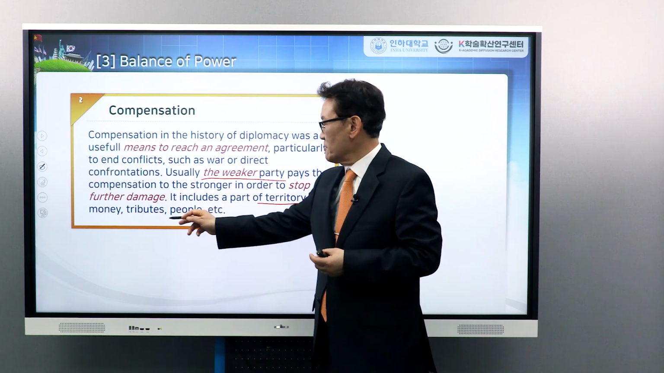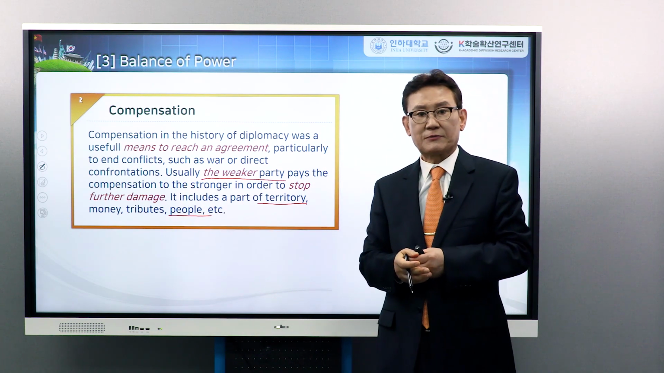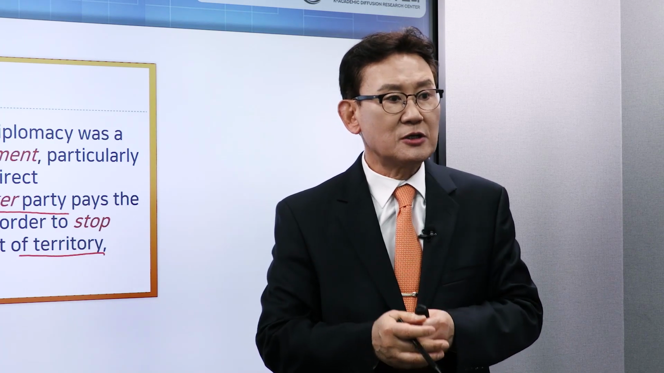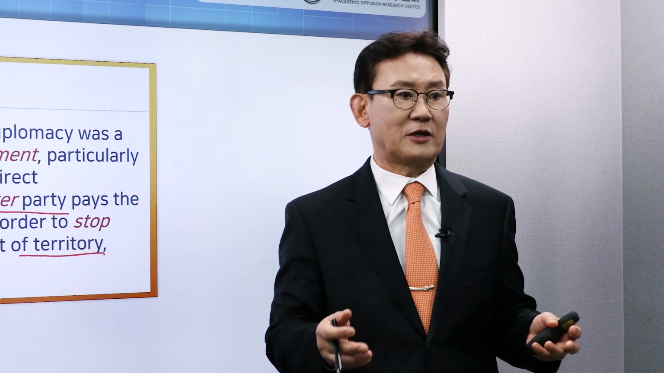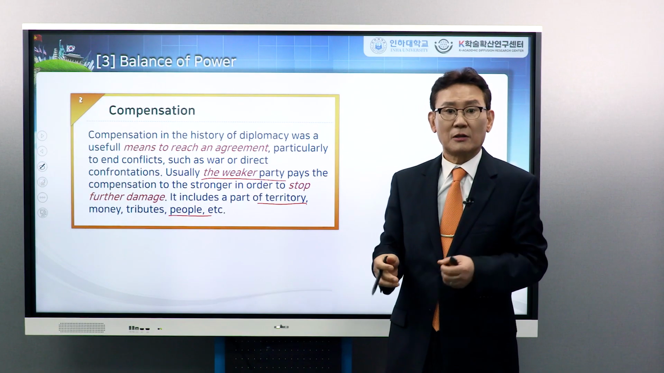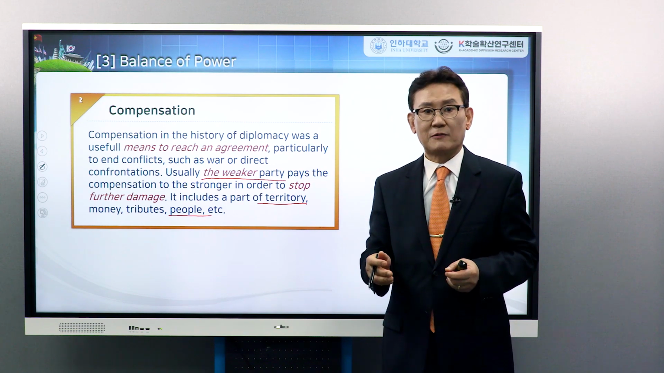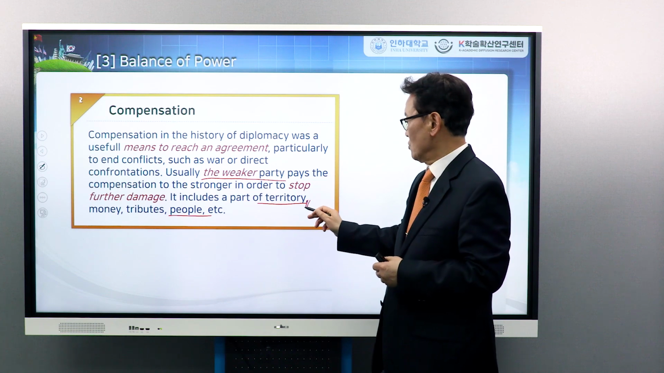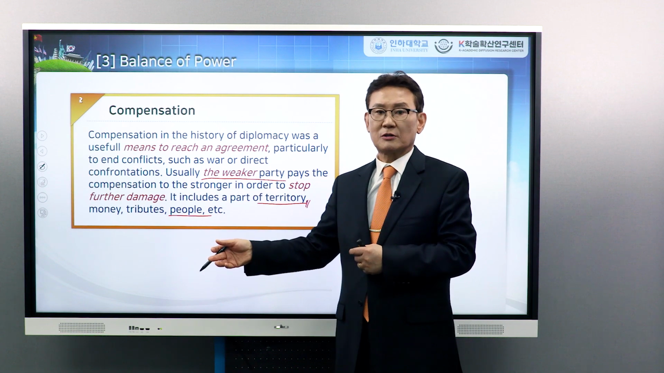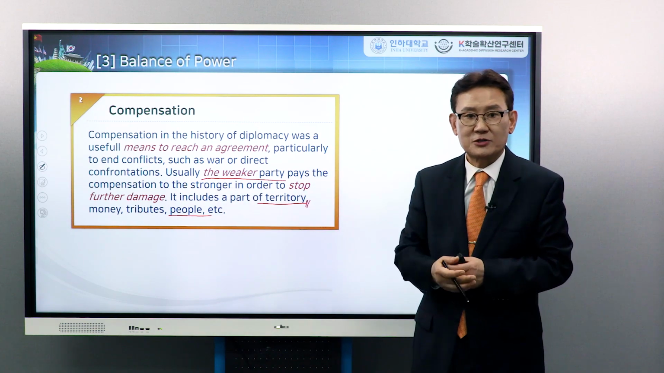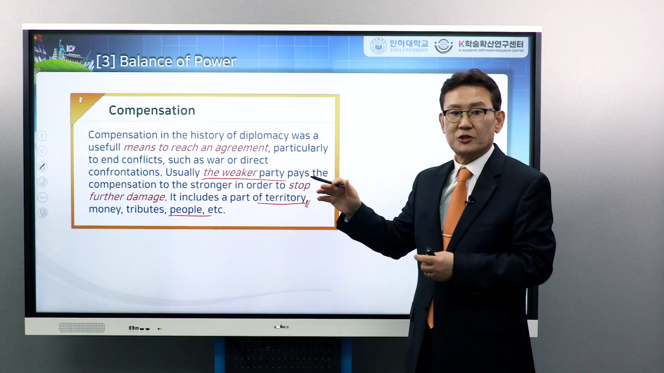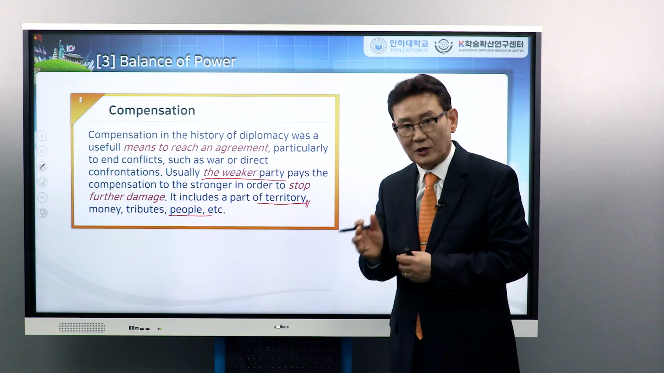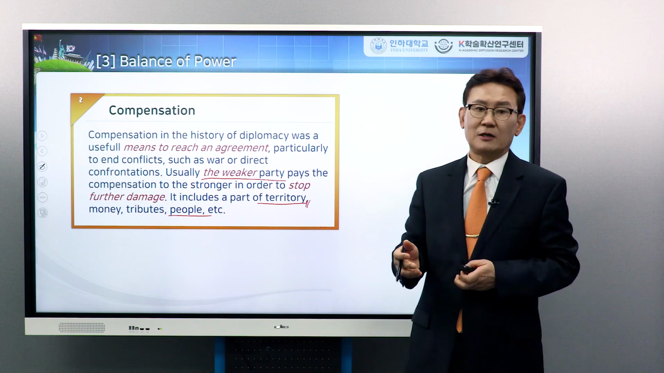During the Mongol dynasty, the Koryo dynasty of Korea used to send hundreds, normally 200 or 300 women to Mongol dynasty every year for decades. It's a sad history, but it's an example of compensation. Or territory too, or send soldiers or tributes to the great empires. So compensation was a useful means to reach an agreement for the weaker side. But the stronger side does not pay compensation.